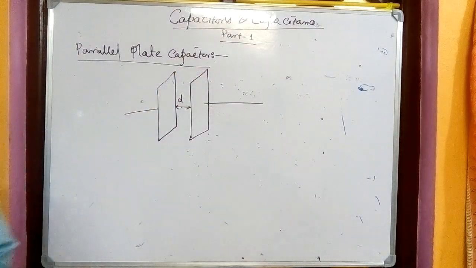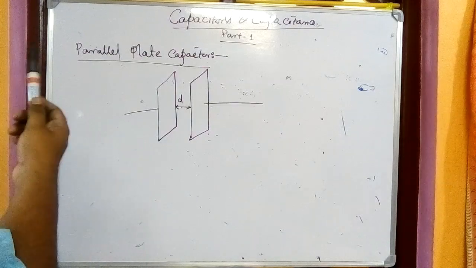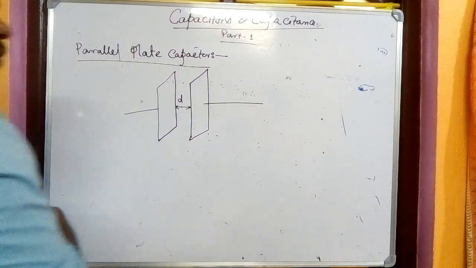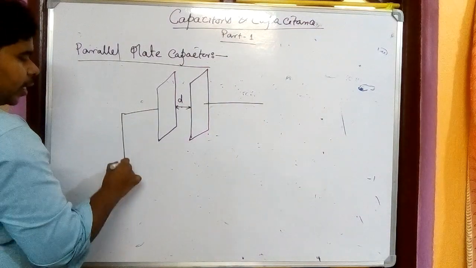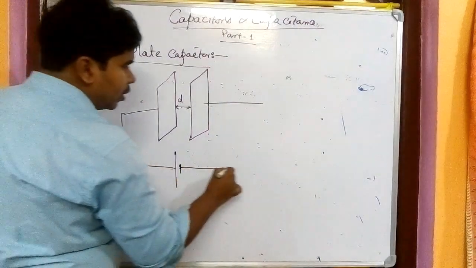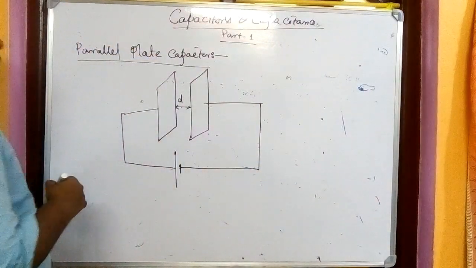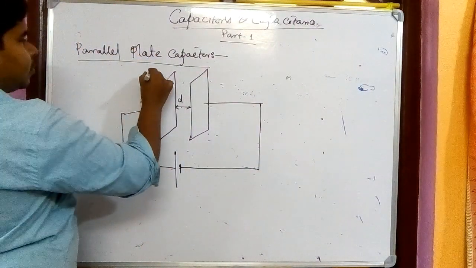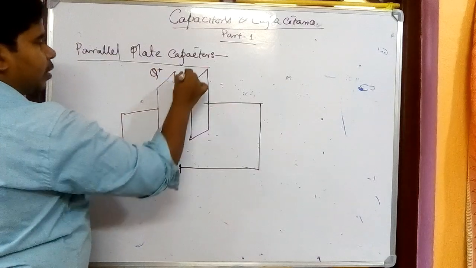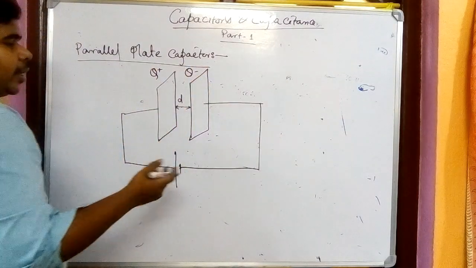Just like, assume you go to a big city where there is much less space, so there are two buildings very close together. Whenever you go along that path, you will see the two buildings seem infinite compared to you. Here also I want to express the same thing. So two plates are kept and connected with a cell. Where the positive terminal is connected, there is positive charge. Where the negative terminal is connected, there is negative charge.